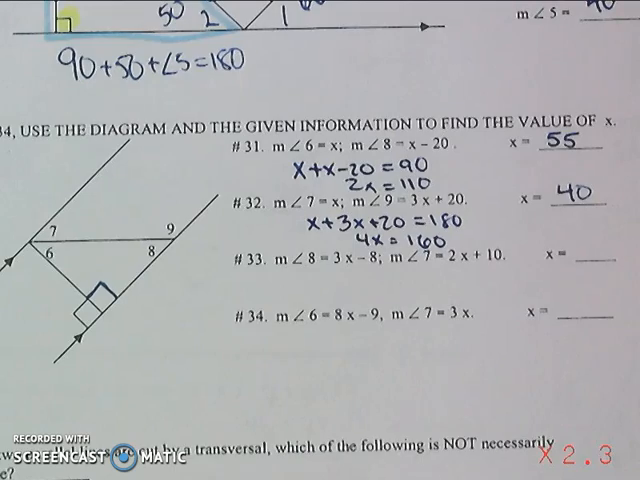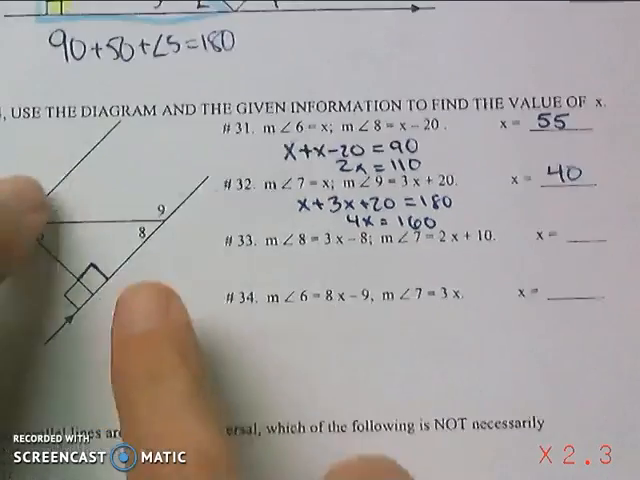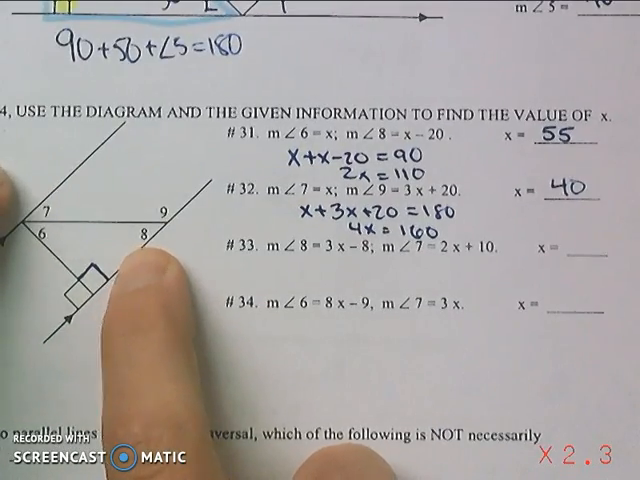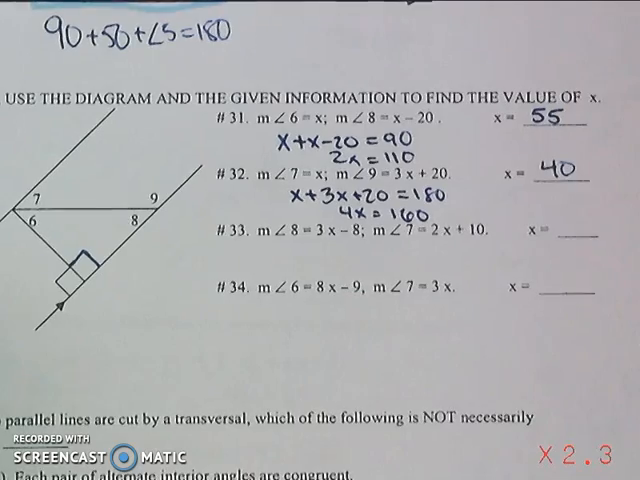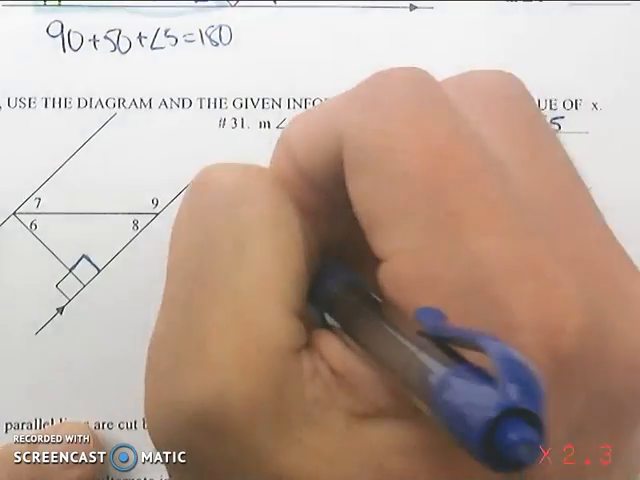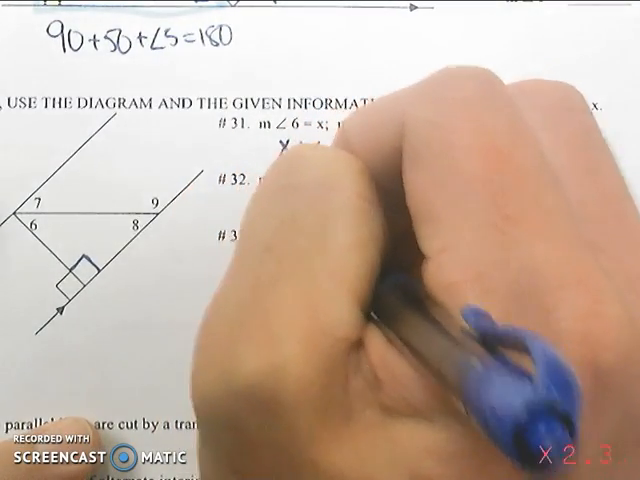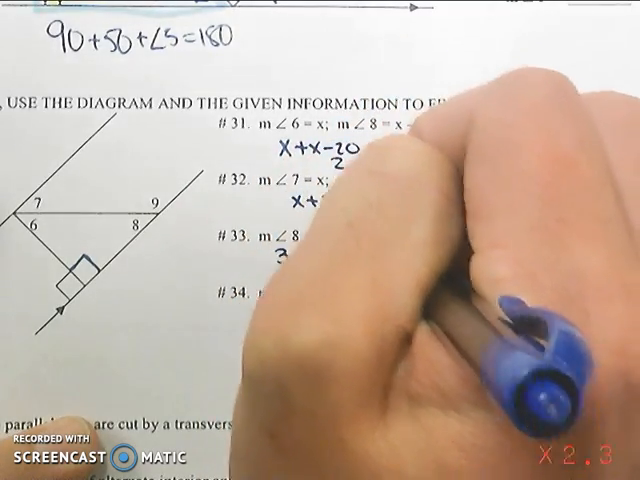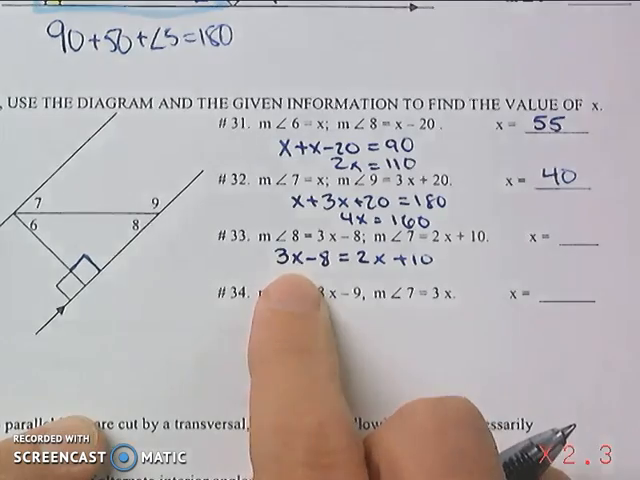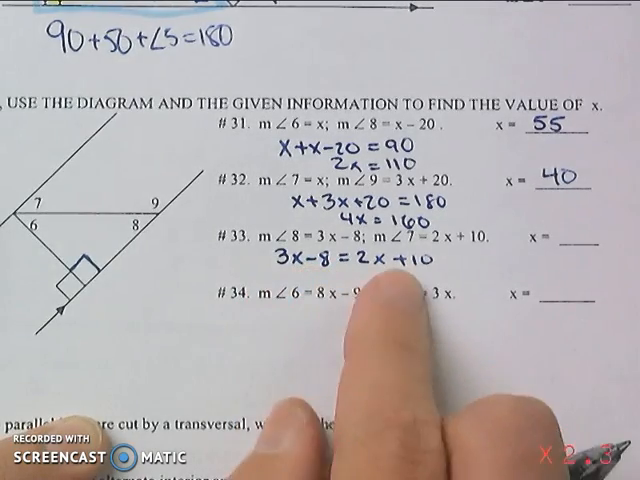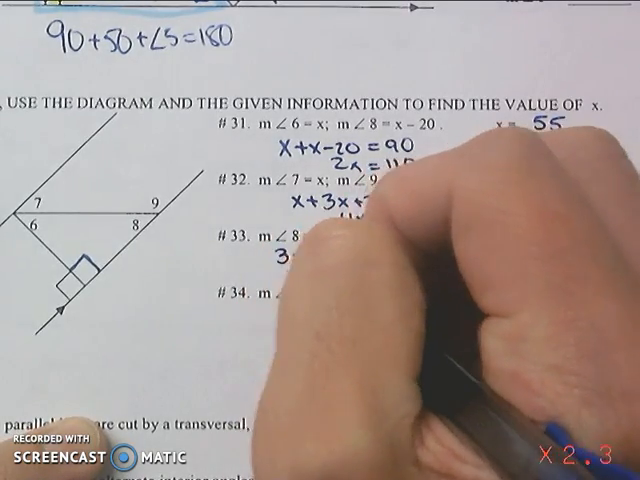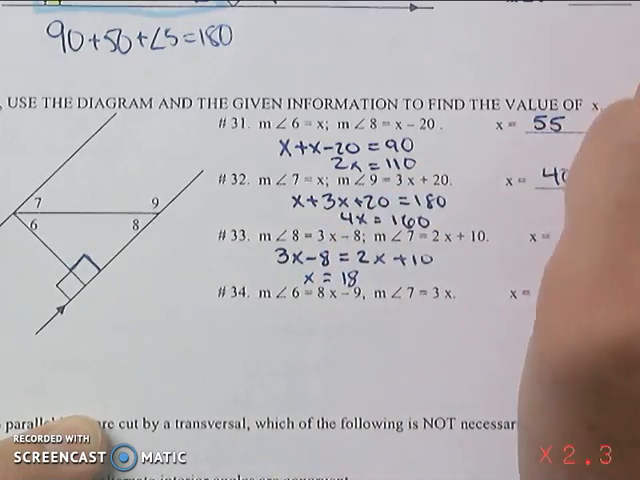Okay? Up next, we're taking a look at 8 and 7. 8 and 7 are alternate interior angles, so those should be set equal to each other. So we're going to get 3x minus 8 equal to 2x plus 10. Okay, subtract the 2x over and add the 8 over. We're going to get x equals 18.